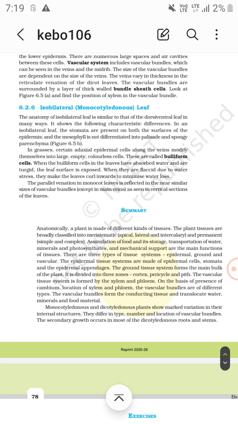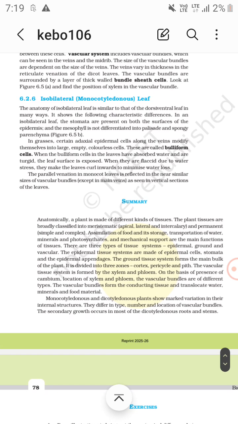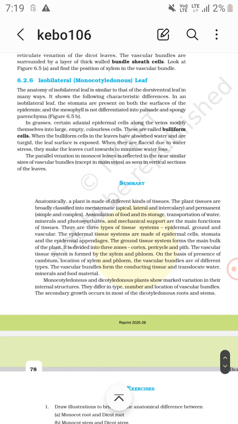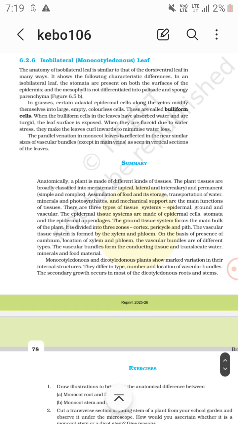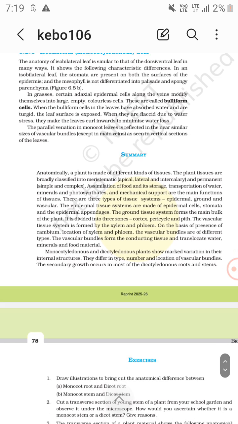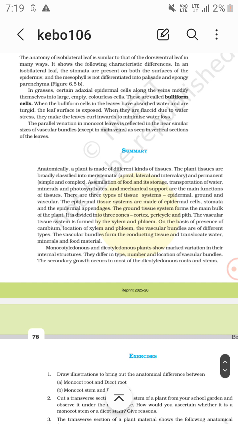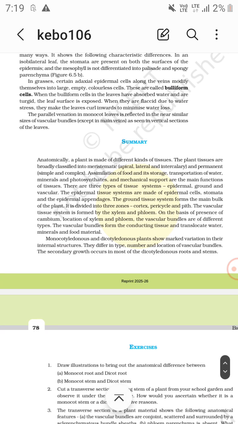Now isobilateral monocot leaf, you see they are almost similar in many ways, but with some differences, that stomata are present on both the surfaces of the epidermis, and mesophyll is not differentiated into palisade and spongy parenchyma. Okay, now in grasses, certain adaxial epidermal cells modify themselves along the veins into large empty colorless cells. Now these are bulliform cells.